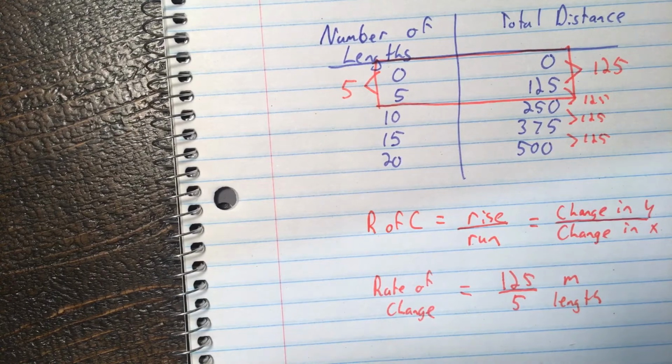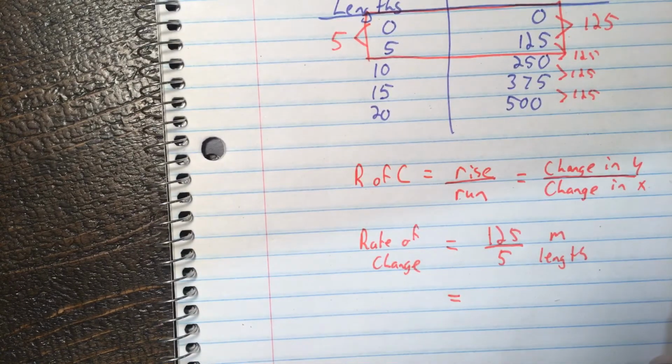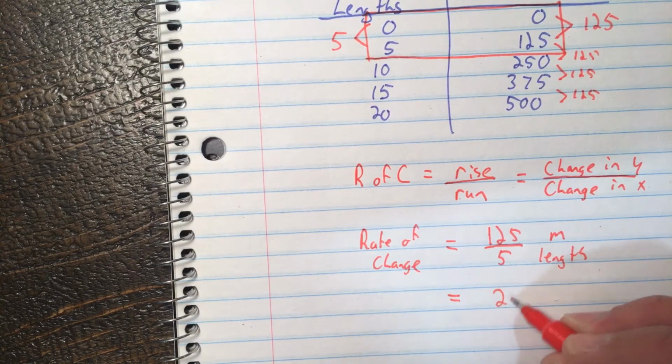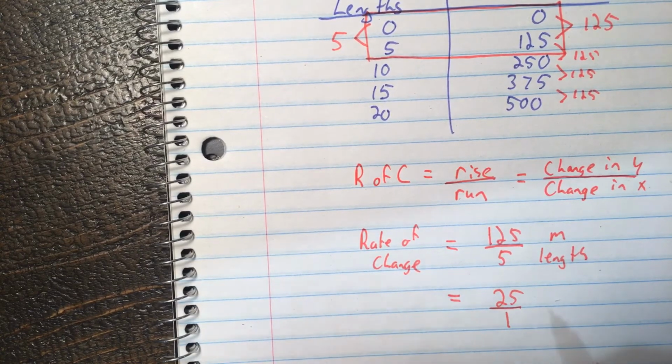Well, a lot of times we want to simplify it too. So if I simplify it, you can divide it out or reduce it in fractions however you want to. This does divide out. 125 divided by 5 does leave 25 over 1, or just 25, but any number over 1 is itself. So 25 over 1. What this means is 25 meters is 1 length.